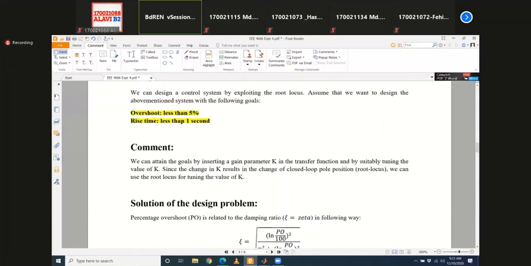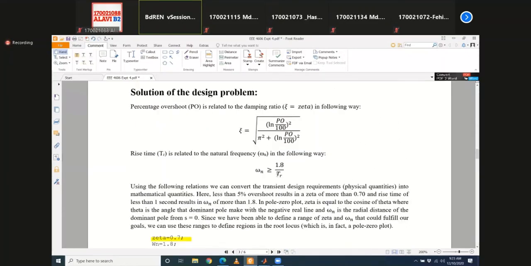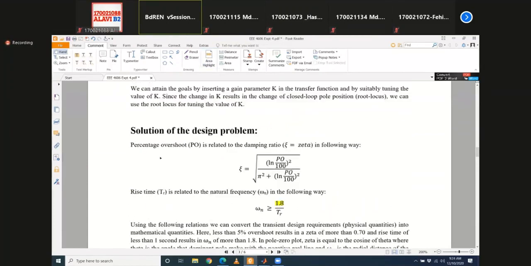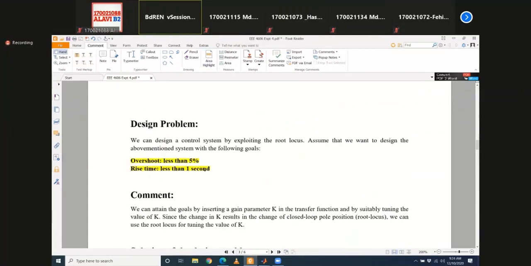And for rise time less than 1 second, this one is very simple to see. Just put TR equal to 1, but it should be less than 1. So omega n should be greater than 1.8. So zeta should be greater than 0.7 and omega n should be greater than 1.8. These are your two conditions to achieve these two desired parameters, right?